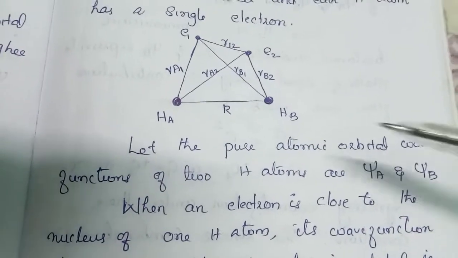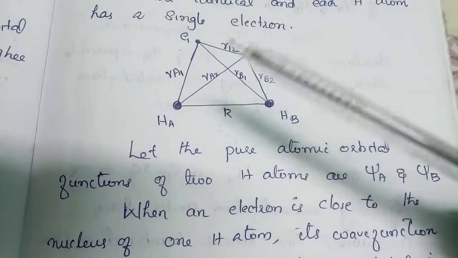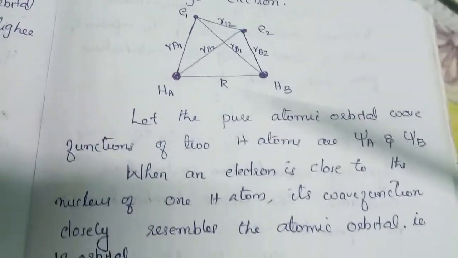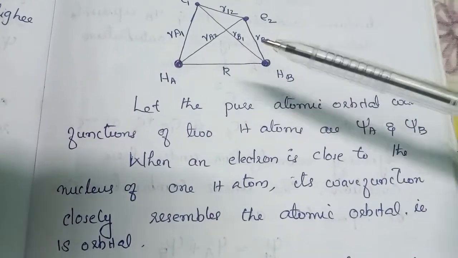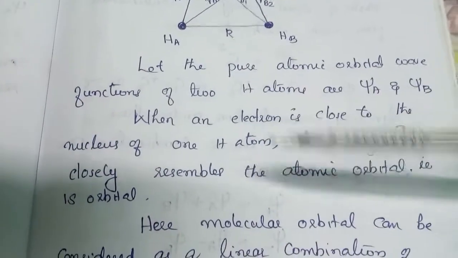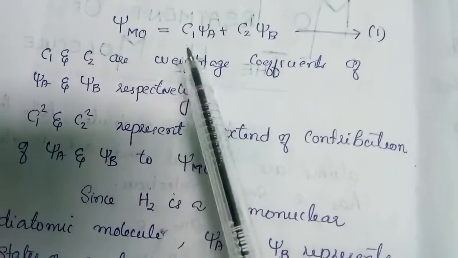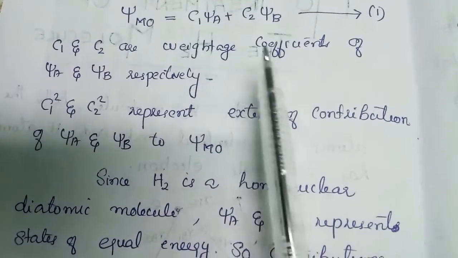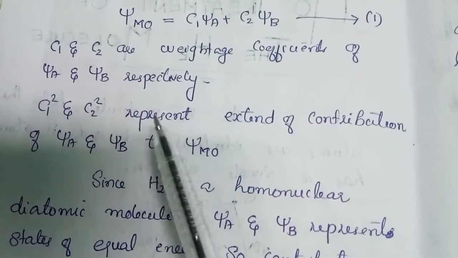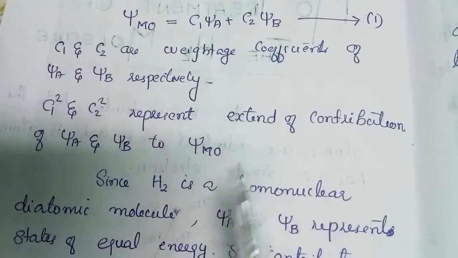Now the pure atomic orbital wave functions of Ha and Hb can be considered as psi A and psi B. When we think about a situation in which electron one is close to Ha, we can consider here the wave function is associated with the atomic orbital of that 1s orbital. So the molecular orbital can be considered as a linear combination of psi A and psi B. So we can write psi MO is equal to C1 psi A plus C2 psi B, where C1 and C2 are the weightage coefficients, and their squares represent the extent of contribution of psi A and psi B to the psi molecular orbital.